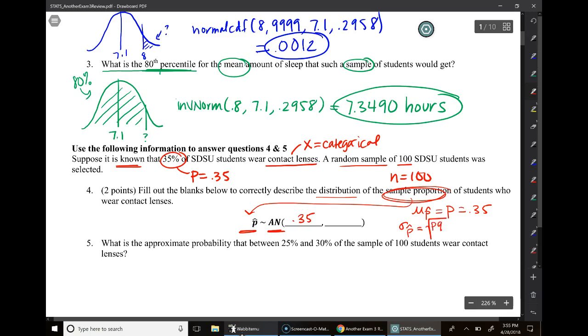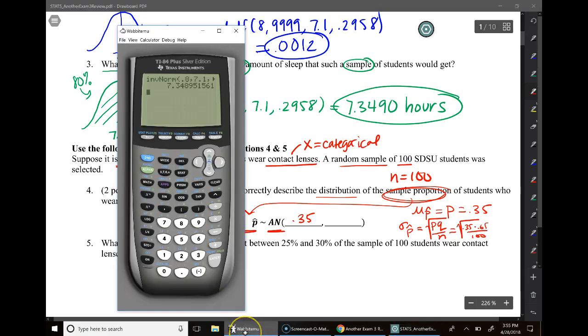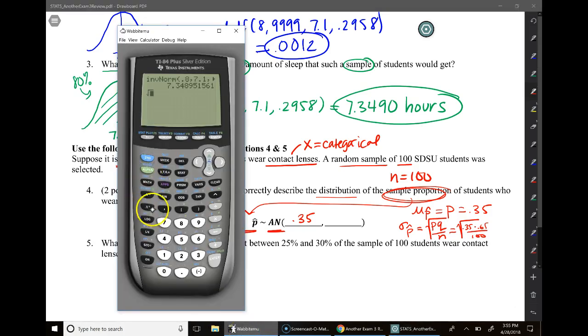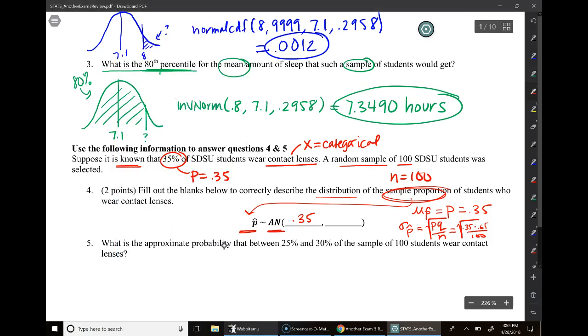The standard deviation of P hat is the square root of PQ divided by N. So the square root of 0.35 times 0.65 all over 100, which of course I got to bust out a calculator for. The most common mistake on these is that students will use parentheses and they will close them off too early. Boom, 0.0477.